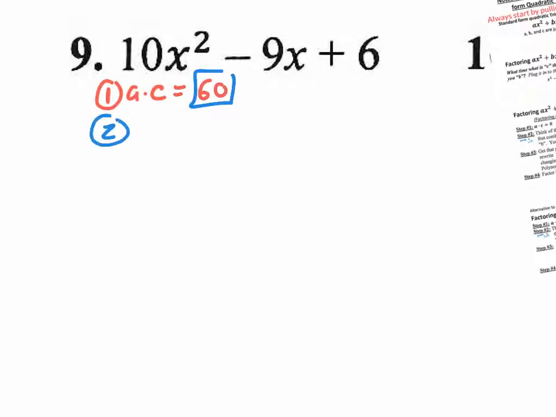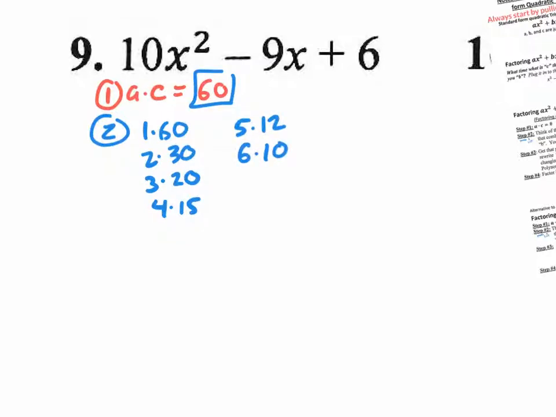Step 2, make a list. How could I get 60? 1 times 60, 2 times 30, 3 times 20, 4 times 15, 5 times 12, 6 times 10. Those are all the possible ways of getting 60, which we need to combine to give us a negative 9. Negative 4 and 15, and negative 15. Negative 4 and negative 15.